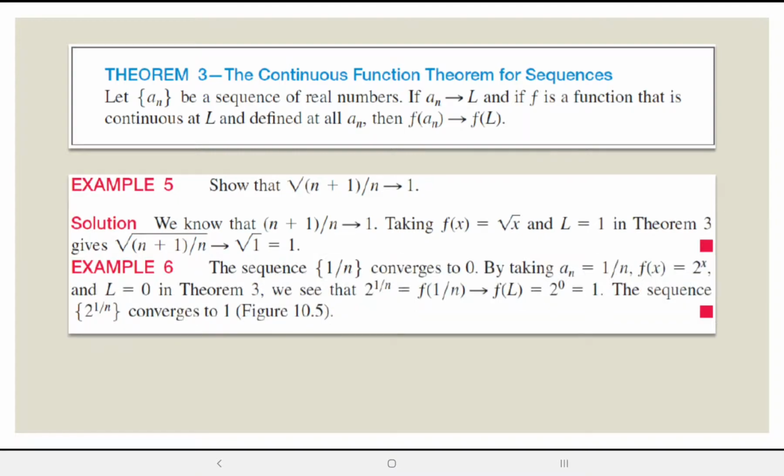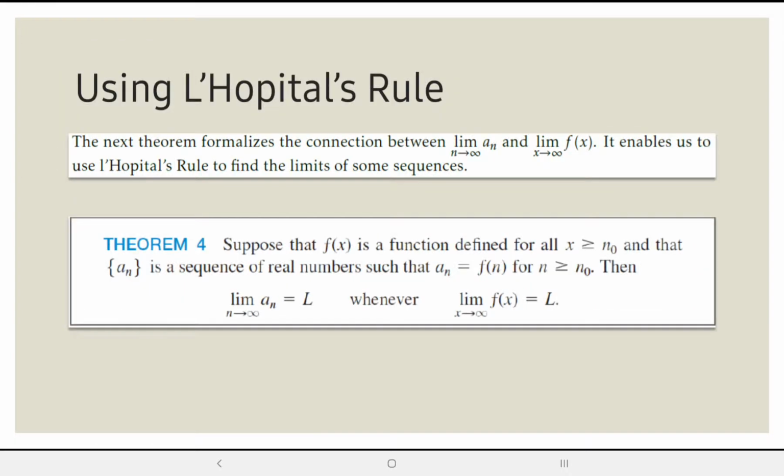Okay, ganun din dito sa example 6. The sequence 1 over n converges to 0 by taking a sub n to be equal to 1 over n, and then yung function natin ay 2 raised to x. Okay? Using L'Hopital's rule, I think na-encounter na rin natin to. Okay?